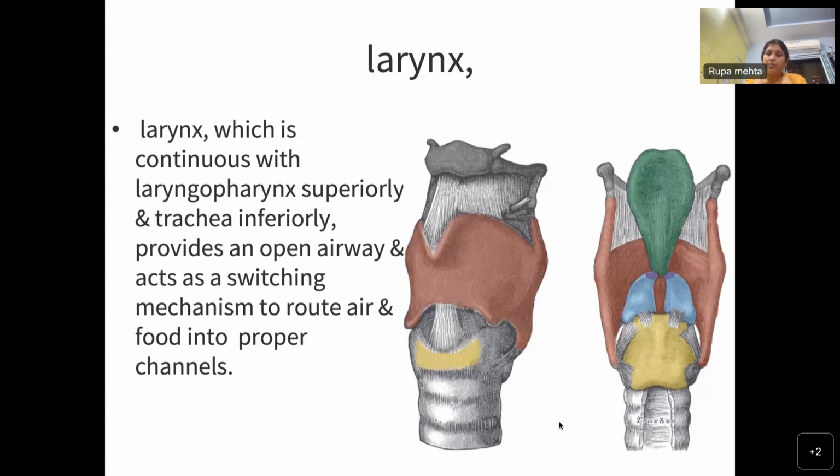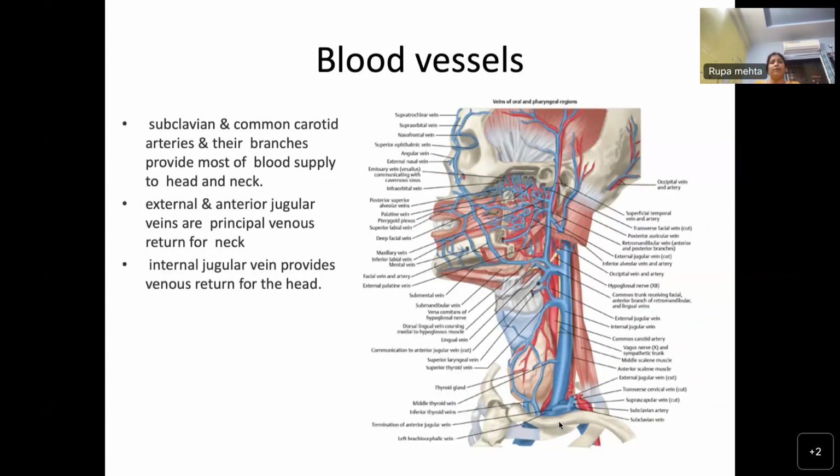Okay, so now blood vessels. The major arteries are the subclavian and common carotid arteries and their branches, which provide most of the blood supply to the head and neck. The internal carotid artery, as we all know, does not have any branch in the neck, so that is the main supply to the head. But subclavian and common carotid have a lot of branches which supply the various parts of the neck.